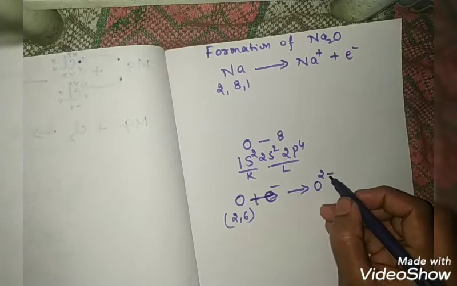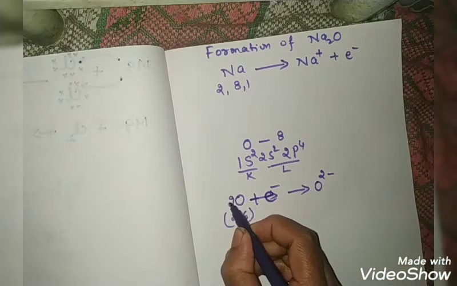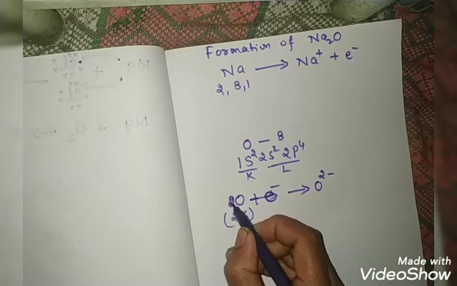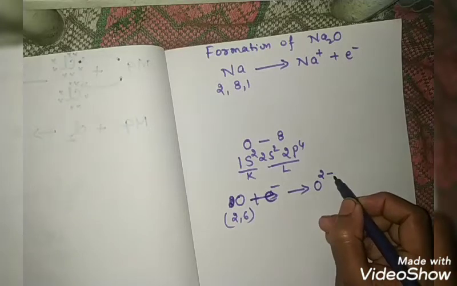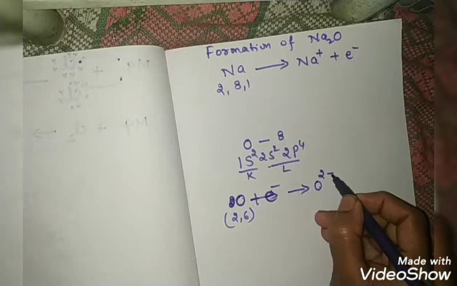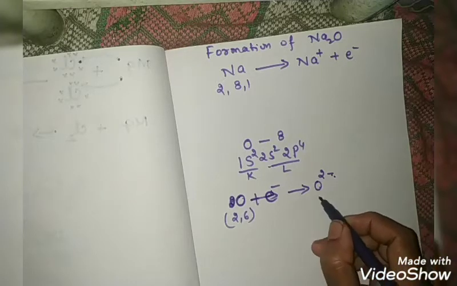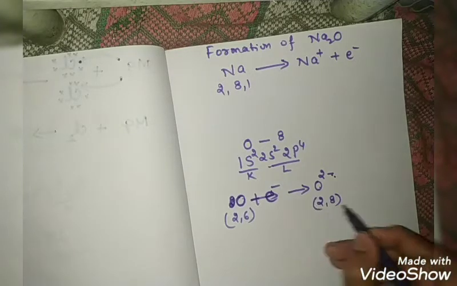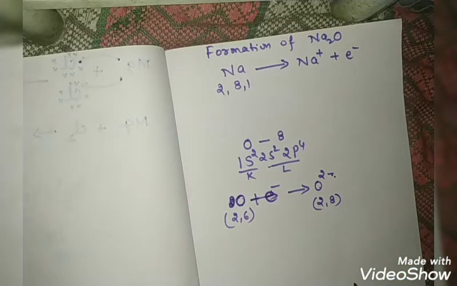But here you must write 2 minus, because oxygen has become O 2 minus. Correct, children? Then it can become Na2O. Understanding now? Now, let us take up how to write the structure.